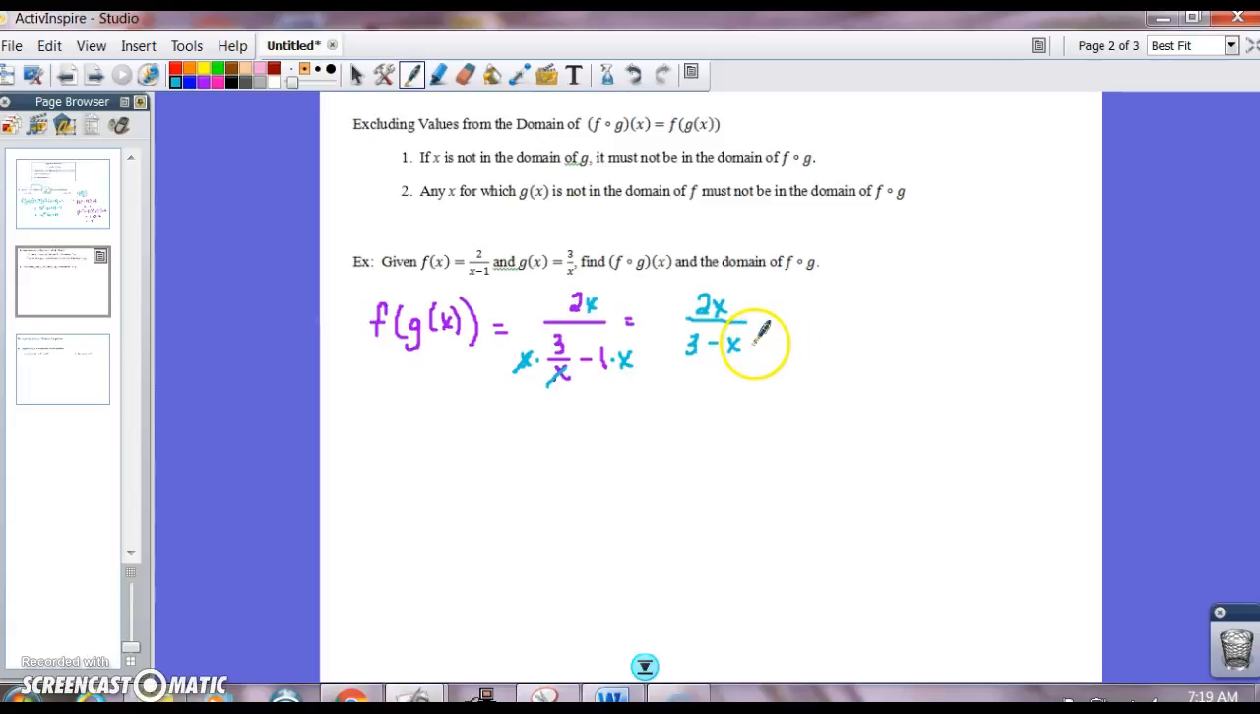So now let's talk about what needs to be excluded from the domain. Go back to g of x is equal to 3 over x.